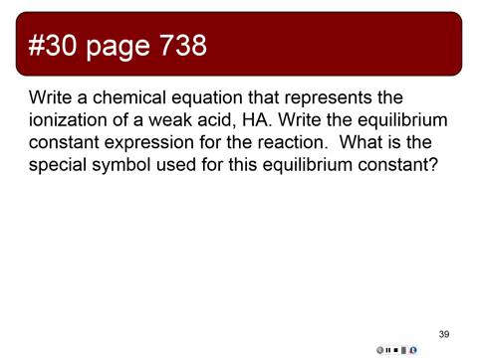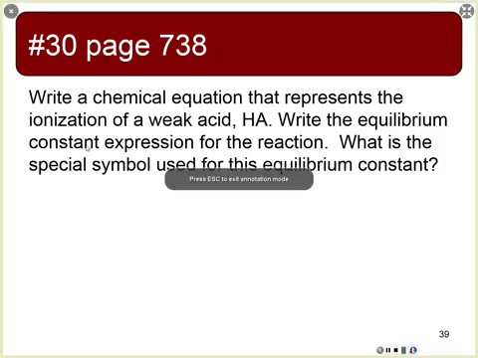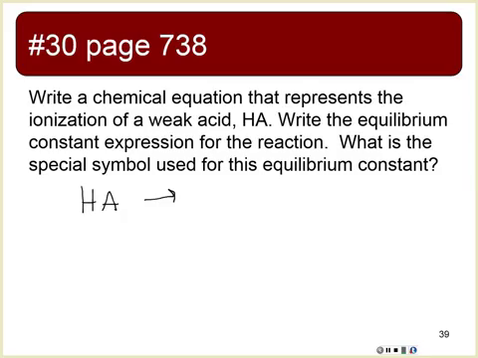Okay, this just says write an equation for the ionization of a weak acid. And then it says what's the special symbol for the equilibrium constant? That's here, right? We've been dealing with constants. Kc was our equilibrium constant in chapter 17, and we just put an A there for acidity. So if we write out a chemical equation for a weak acid, we just did that over there.